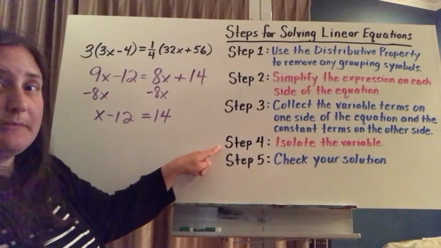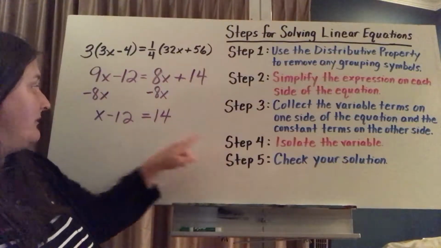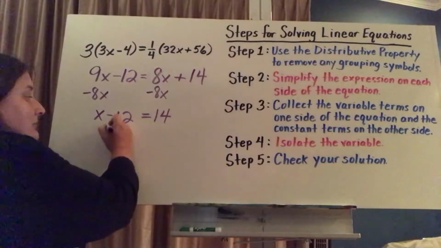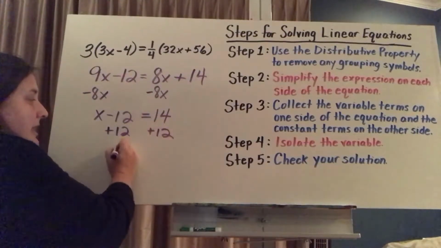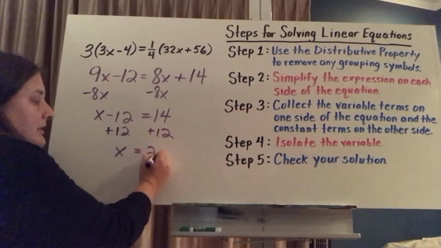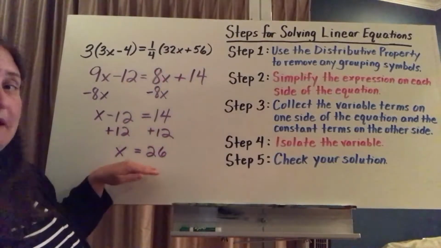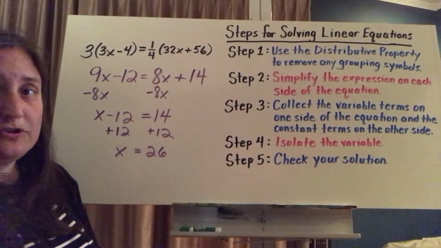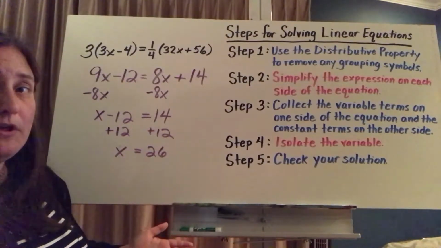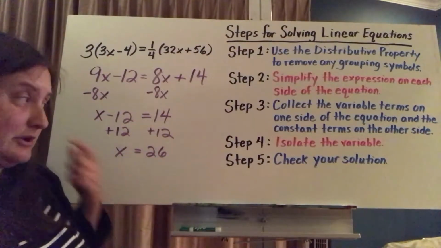Now I need to isolate my variable. I need to get that x by itself. So I've got to get rid of this minus 12. I'll add 12 to each side. And I'm left with x equals 26. I can always take this x equals 26, plug it back into my original equation. And if both sides are equal, then I know I have the right solution.